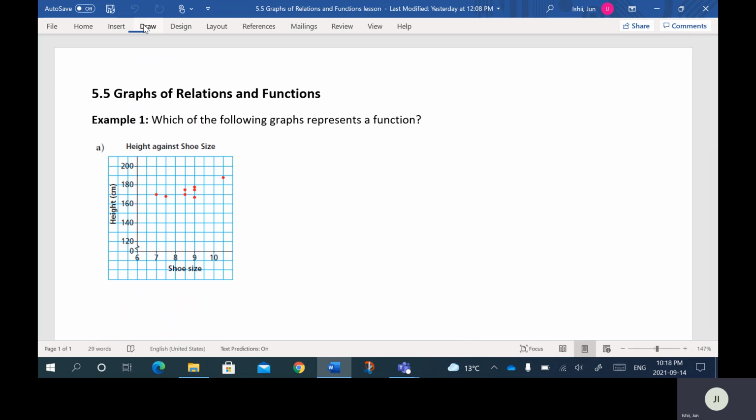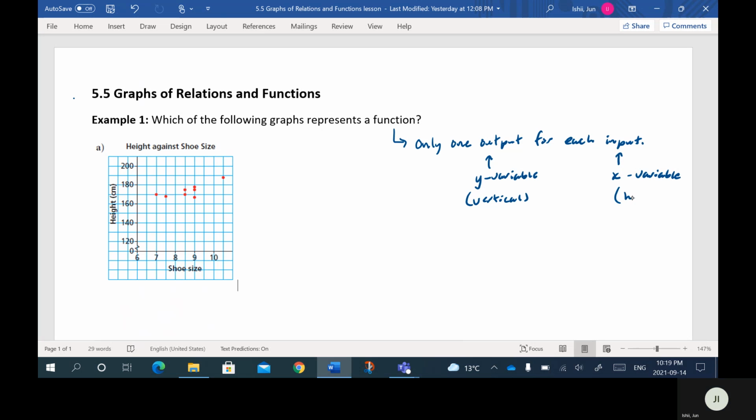First thing we want to do is make clear that you know what a function is. Remember, a function is a special type of relation where you can only have one output for each input. Another way to think about it is only one output. This is your y variable, and your input is your x variable. The y is your vertical axis, which will always be the case, and your x variable is your horizontal axis.